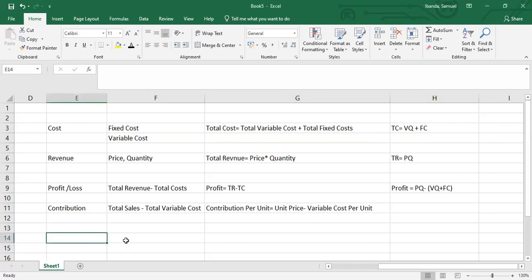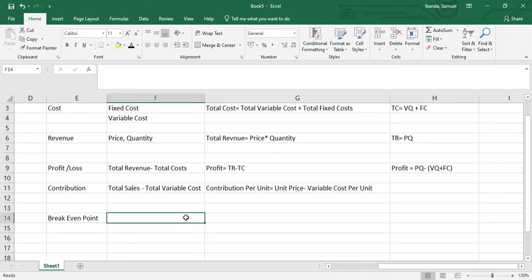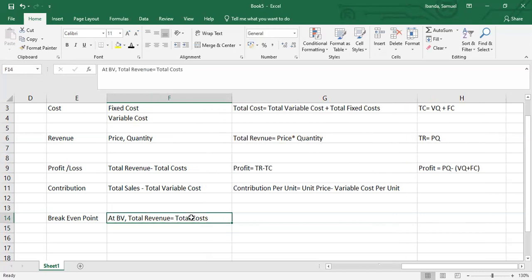Now, as we are looking at CVP, one of the things that I've brought up here is the aspect of break-even point. It's good for you to understand that at break-even, the total sales revenue or total revenue, just to be consistent, will always equal the total costs. What this means is the company is neither making a profit nor a loss.